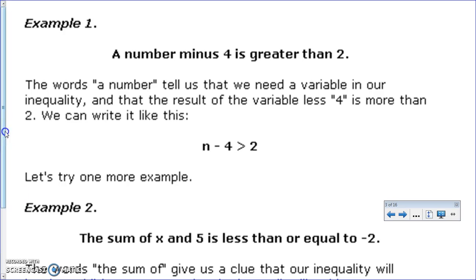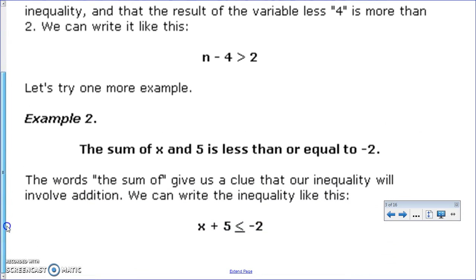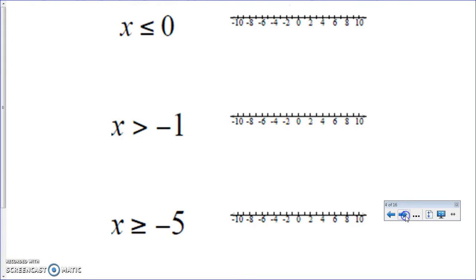Example 2 has the sum of x and 5 is less than or equal to -2. So the words sum of give us a clue that our inequality will involve addition. So we have x plus 5, which is our sum, is less than or equal to -2. So that's how we would write that inequality.